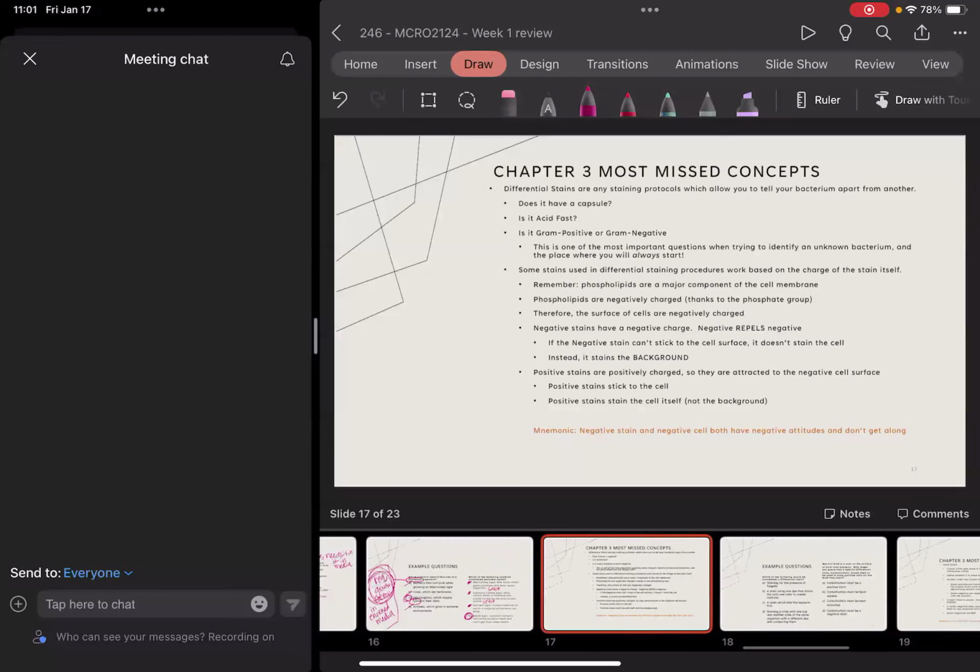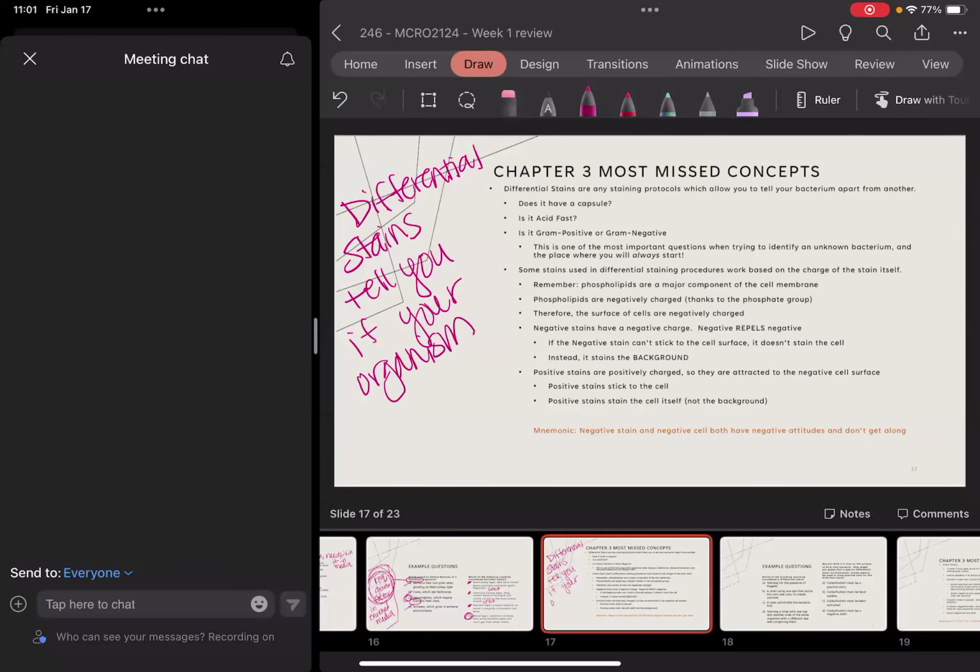Okay, I promise. All right, our next topic, the differential stains. Staining protocols that allow you to tell bacteria apart based on whether or not they have certain structures. So these are stains. Differential stains tell you whether your organism has a structure or not. We'll say a feature. That's even better. By looking at it in a microscope, okay?